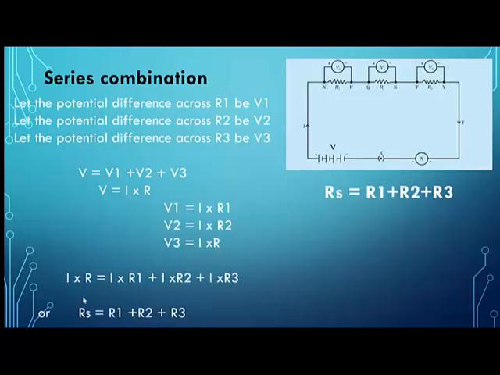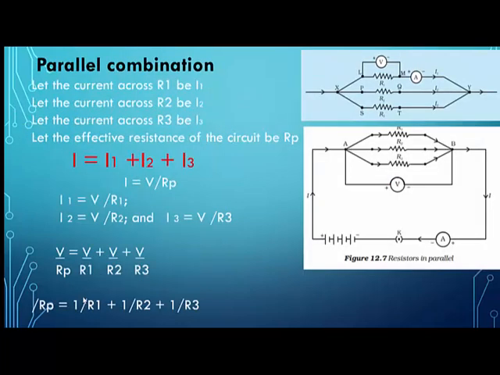Next we also saw the derivation of series combination. So the two important points: in a series combination, the current remains the same and the voltage is split. But in a parallel combination, the voltage remains the same and the current is split, or the current gets divided.